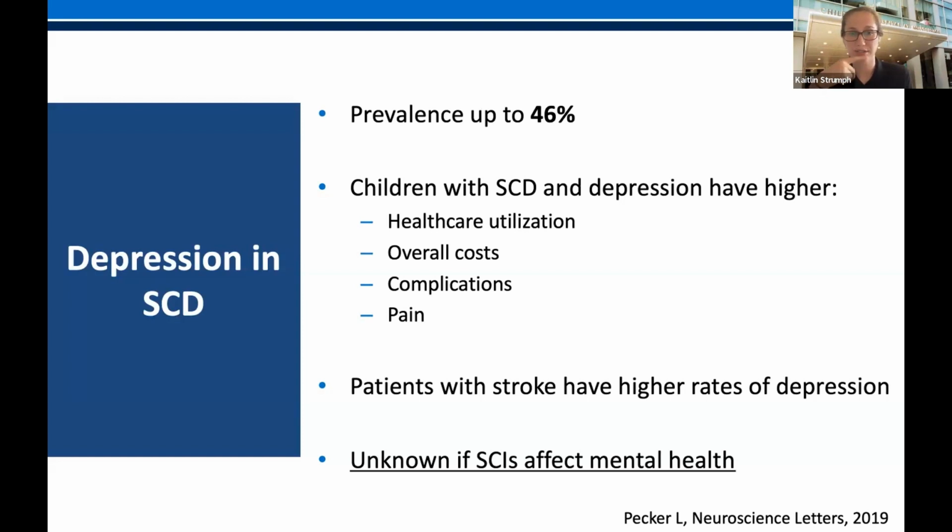So depression and sickle cell disease: we know that the prevalence in some studies is up to 46%, very high. Children with sickle cell disease and depression have higher healthcare utilization, higher overall costs, obviously, more frequent complications, more frequent pain. Patients who have had a stroke have been shown to have higher rates of depression. How related, it's really unknown right now if silent cerebral infarcts affect mental health.